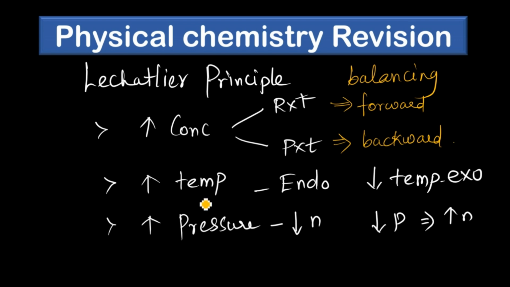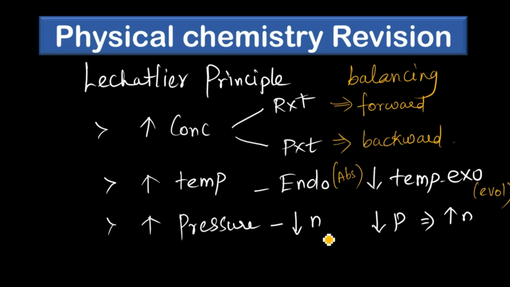Temperature increases. See, endothermic and exothermic, there are two types of reactions. Endo means heat absorbing reaction. Exo means heat evolves. If it already needs more heat and you are supplying more heat, it will proceed in the forward direction. If it is already evolving heat and you still apply heat, it will not proceed forward, it will go backward. If the temperature decreases in an exothermic reaction, then it will go in the forward direction.